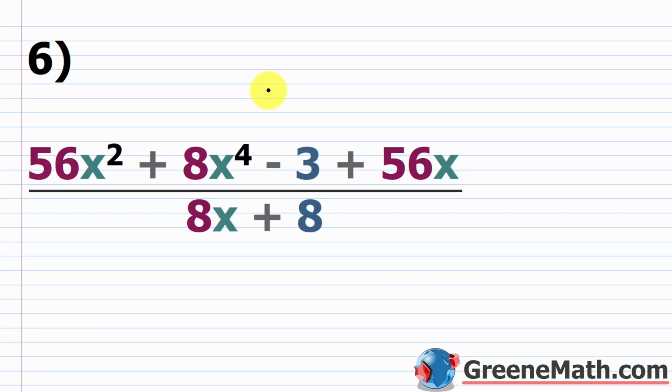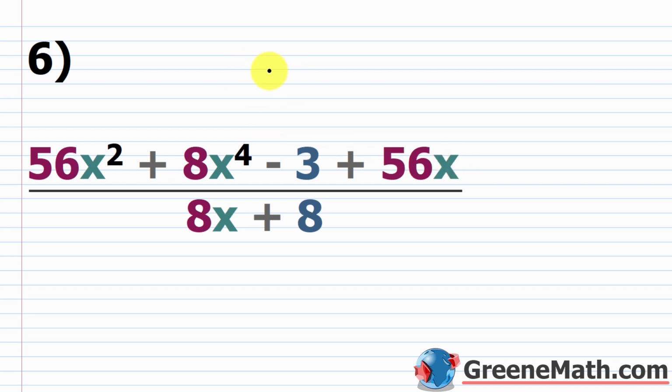All right, let's look at problem number 6. So we have 56x squared plus 8x to the fourth power minus 3 plus 56x. And this is over, or you could say divided by your 8x plus 8. So in this particular case, your numerator here, or your dividend, is not in standard form. You're also missing x cubed. So we need to have a few extra steps here.